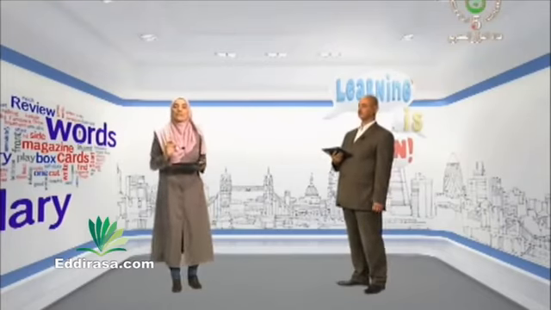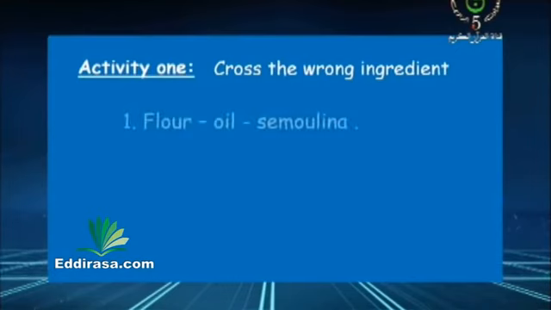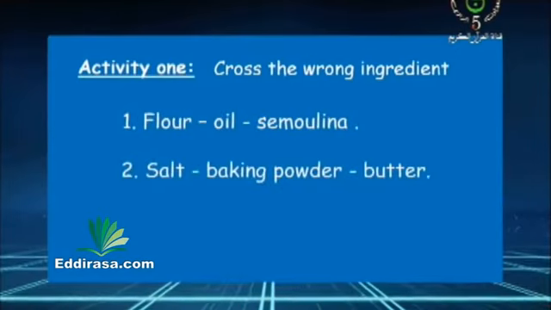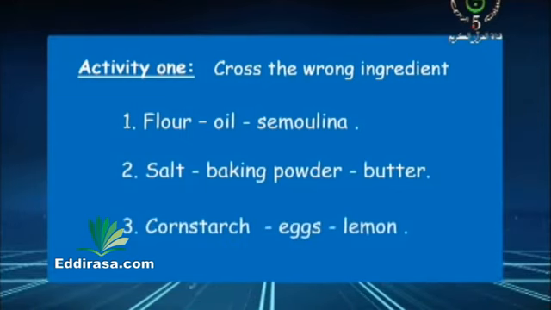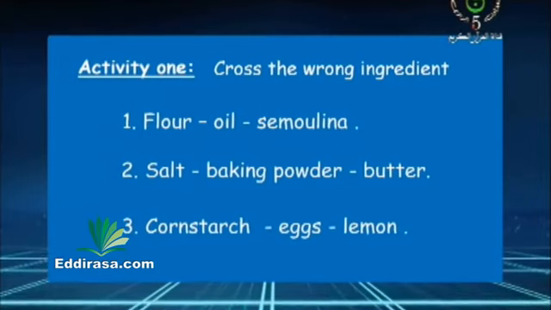Now, the first list of ingredients is 1, flour, oil, semolina. Second list, salt, baking powder, butter. The third list, cornstarch, eggs, and lemons. Remember, you're reading for specific information. Now let's check together if your answers were correct.